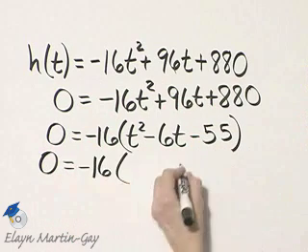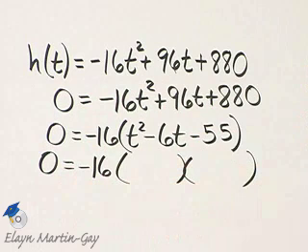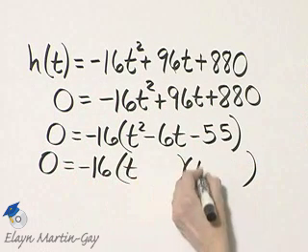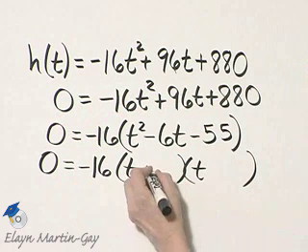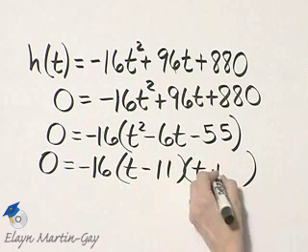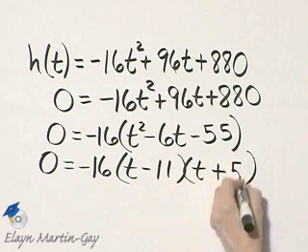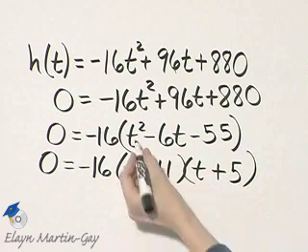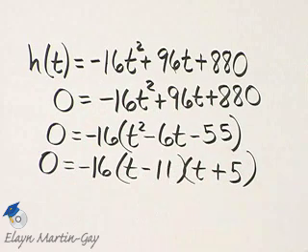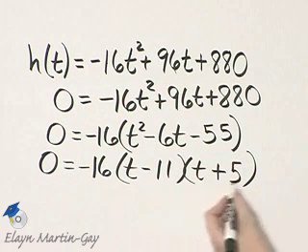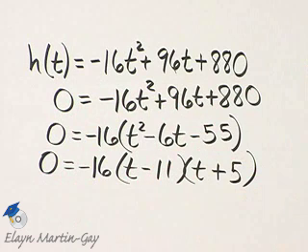That's negative 16. Let's see if this trinomial factors as two binomials. That's t and t. I'm looking for two factors of negative 55 whose sum is negative 6. So that will be negative 11 and positive 5. Now let's check. That's t squared, 5t minus 11t is minus 6t, or negative 6t, and last times last is negative 55.